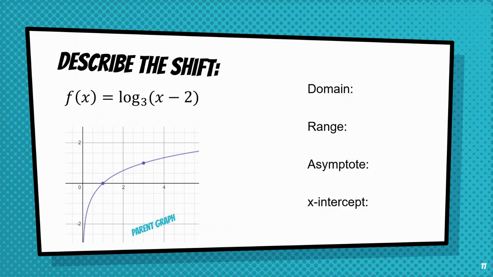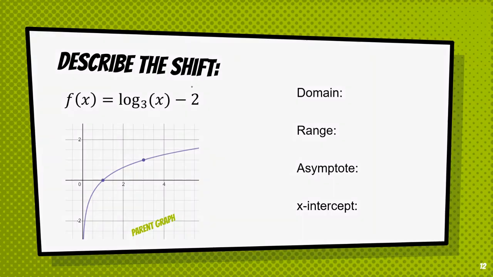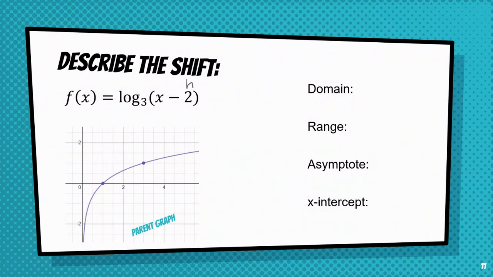So let's look at some equations here, okay? We've got an equation here, log base 3 of x minus 2. We want to know how this is moved. Well, first of all, I can see that the asymptote is still 0, so there is no horizontal shift here. Actually, that's not true. There is a horizontal shift of 2 because this is an H. This would be shifting right 2.